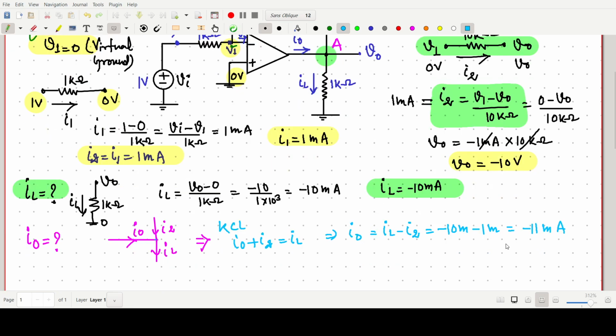So the I naught value will be simply writing here. I naught will be minus 11 milliampere. Okay. So this is the I naught value. Okay. Next.